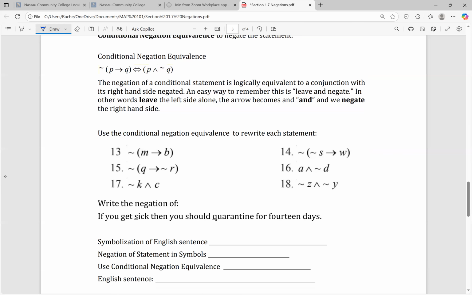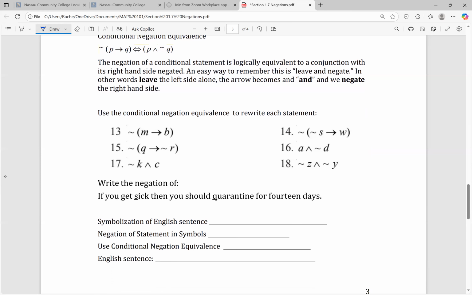So let's practice. Use the conditional negation equivalence to rewrite the following statements. So for number 13, we're negating M implies B, that conditional statement. So leave the left-hand side, and the conditional symbol changes to an and, a conjunction, and then negate the right-hand side, so not B. So M and not B would be the equivalent statement.